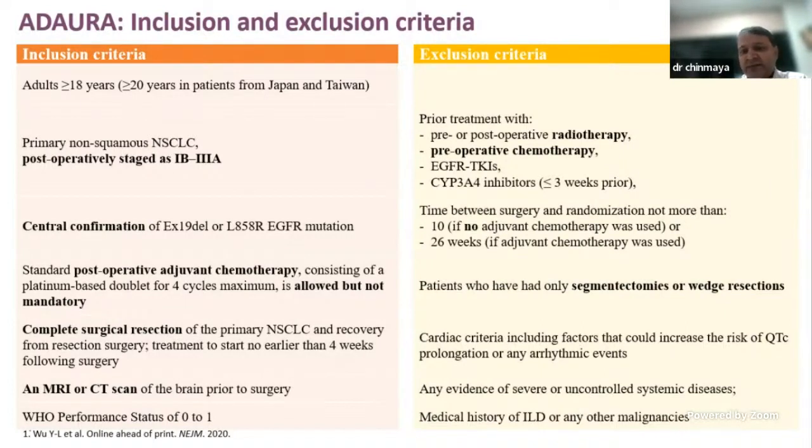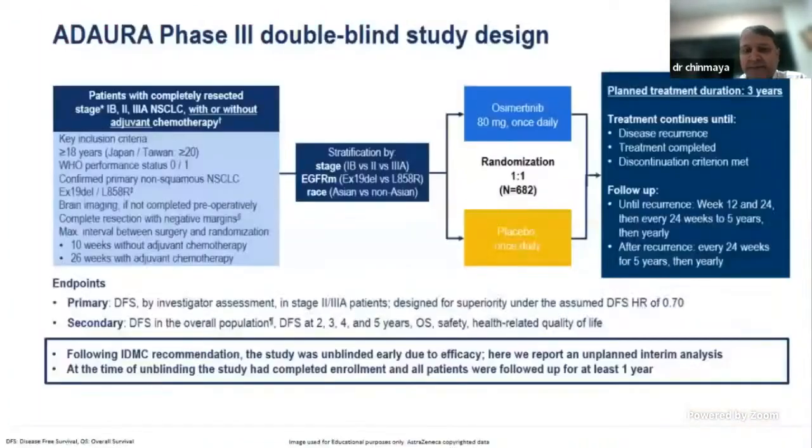For the exclusion criteria, patients who had segmentectomy or wedge resection were excluded, as were those with prior treatment with pure post-operative radiotherapy or pure operative chemotherapy. They did the stratification by stage, 1B versus 2 versus 3, by EGFR mutation type, and Asian versus non-Asian. The dose is 8 mg once daily, followed by placebo.